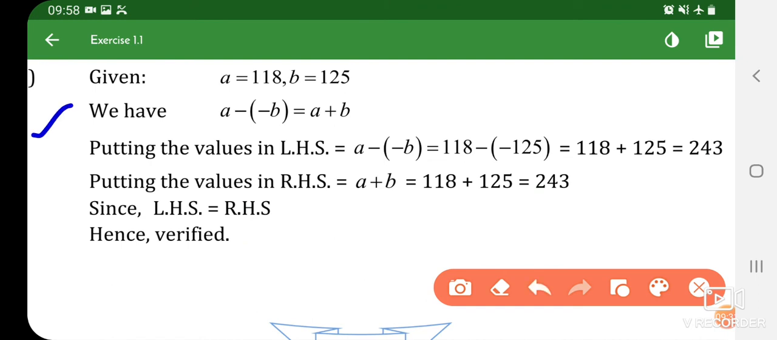Next question: A equal to 118, B equal to 25. So we are given this, and we have to take the LHS. So put the values: 118 minus (minus 25).